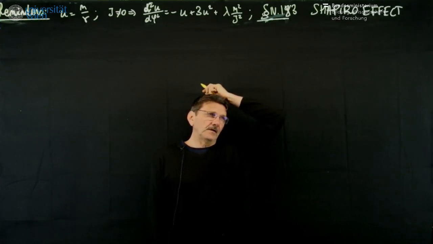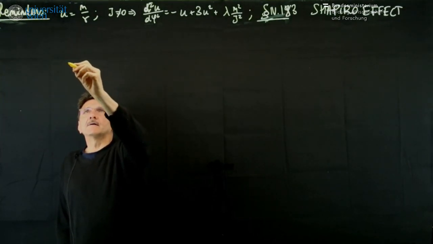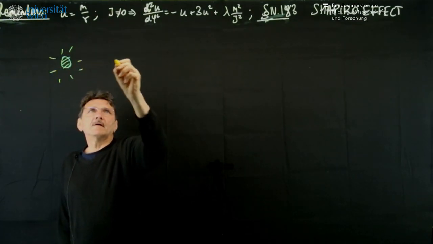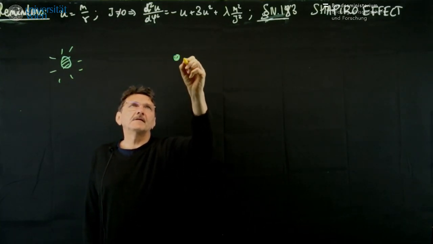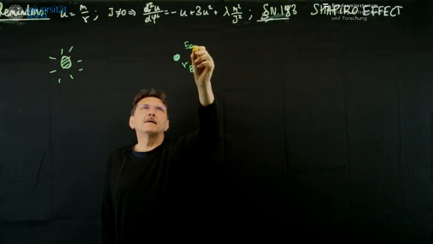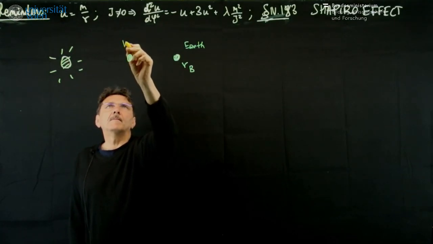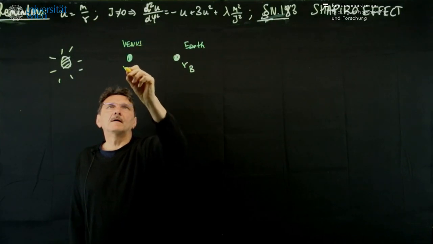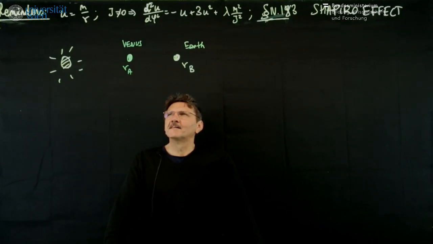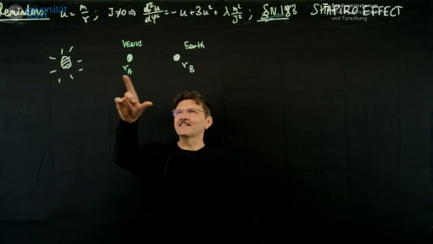Mr. Shapiro said the following. Suppose that I have the Earth sitting here. Well, let this be the Sun. And we have the Earth sitting at R, say, B. And we have Venus sitting here. Is Venus closer to the Sun or further away? Closer. Okay, good. So that's the right picture.